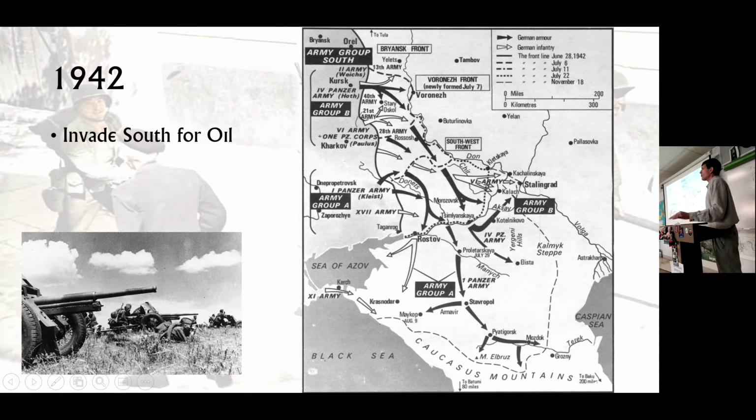And in '42, Germany tried one more time. They're going to advance now just in the south, to the area between the Black Sea and the Caspian Sea, to take the oil. So it's about resources. And once again, they advanced hundreds of miles, but they outran their supply line. They didn't have enough troops.